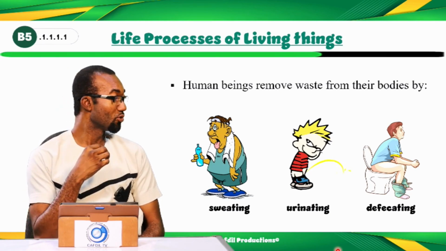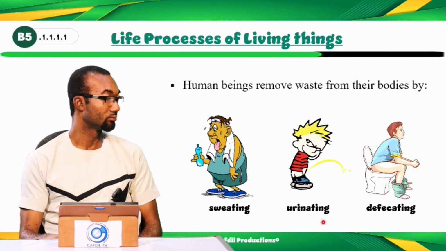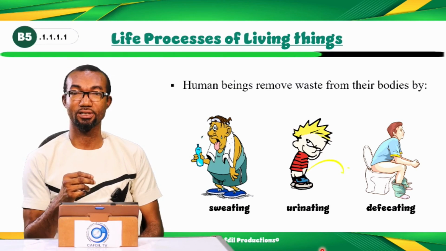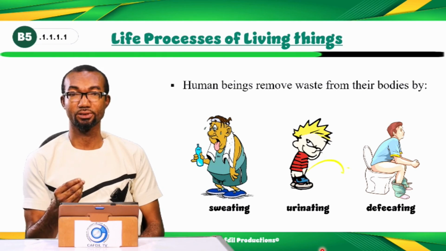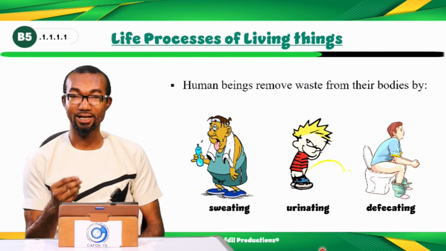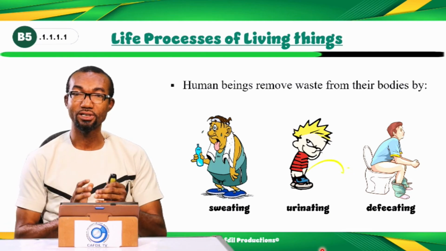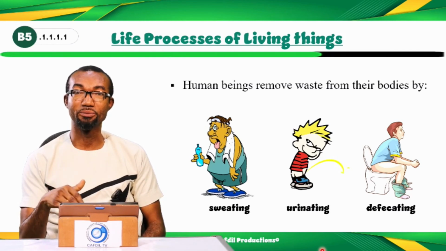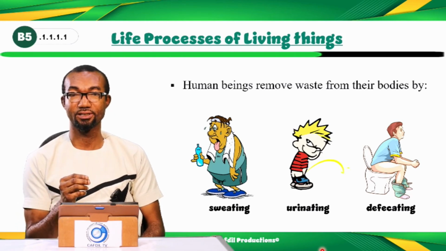We also remove waste by urinating. So any unwanted liquid in our bodies, we urinate this unwanted liquid out in addition to excess salt. So we remove waste through urinating. And the last one is defecating. After digestion, all the unwanted food passes through the large intestines and then we bring it out as feces.